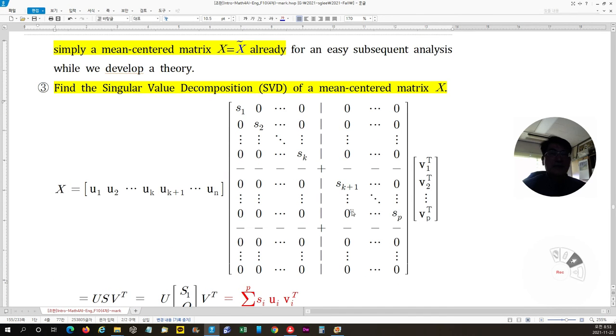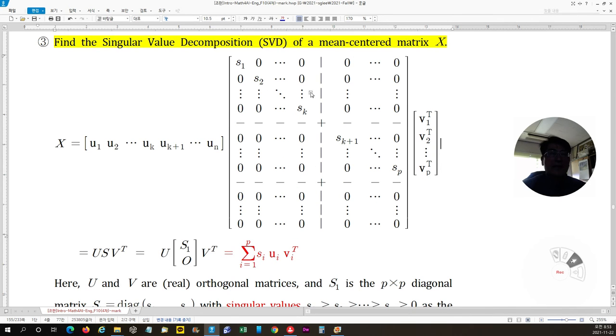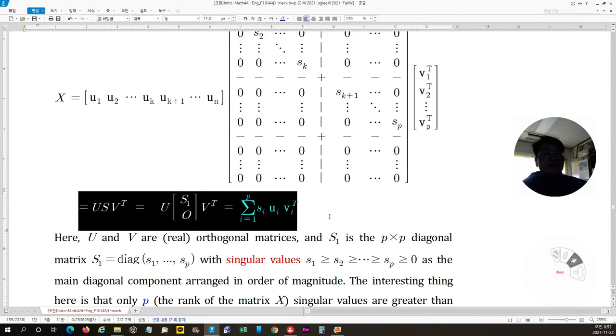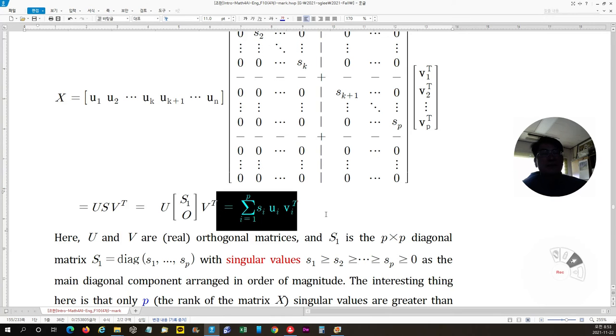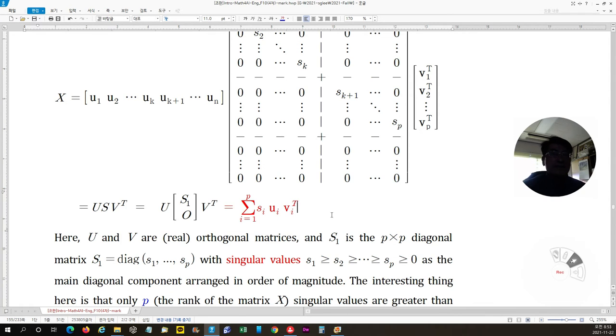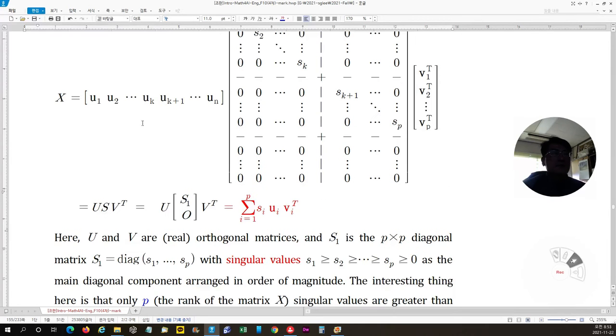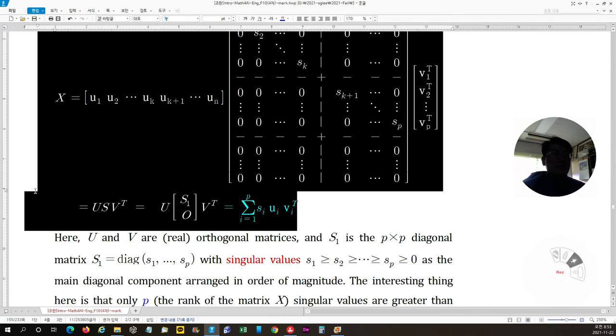If we write this part as S1, then this matrix can be written as U times S times V transpose, and it can be written as this. You have seen this in the eigenvalue decomposition. So this mean-centered data matrix X can be written in this way.